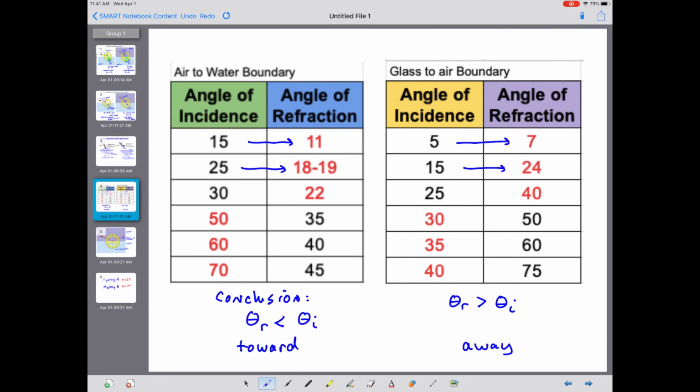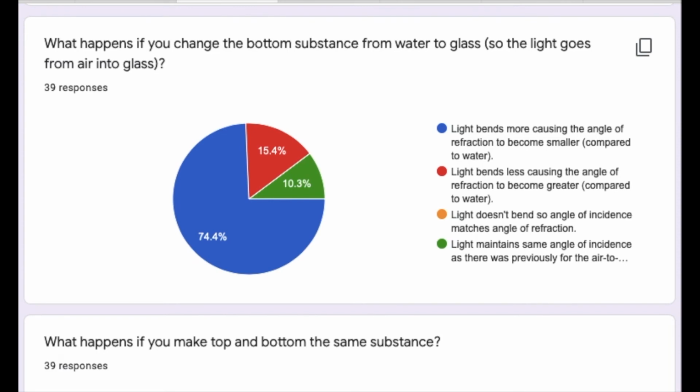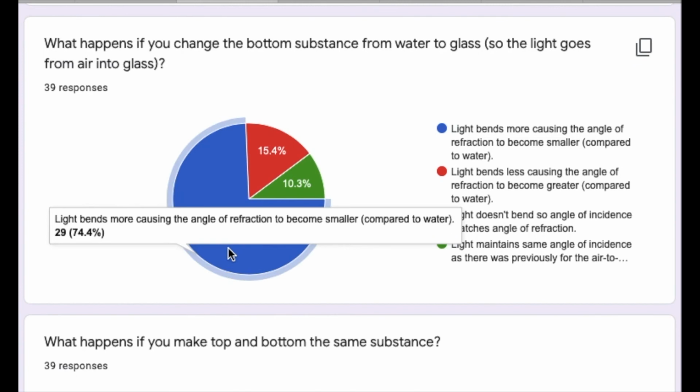Here we have the question, what happens if you change the bottom substance from water to glass so that the light goes from the air into the glass? Well, 74% of you responded that light bends more, causing the angle of refraction to become smaller compared to water. That is correct. Glass has a higher index of refraction than the water did. And when you're going from air into something of a higher index of refraction, that means that the light slows down more. And because it slows down more, it will bend more.